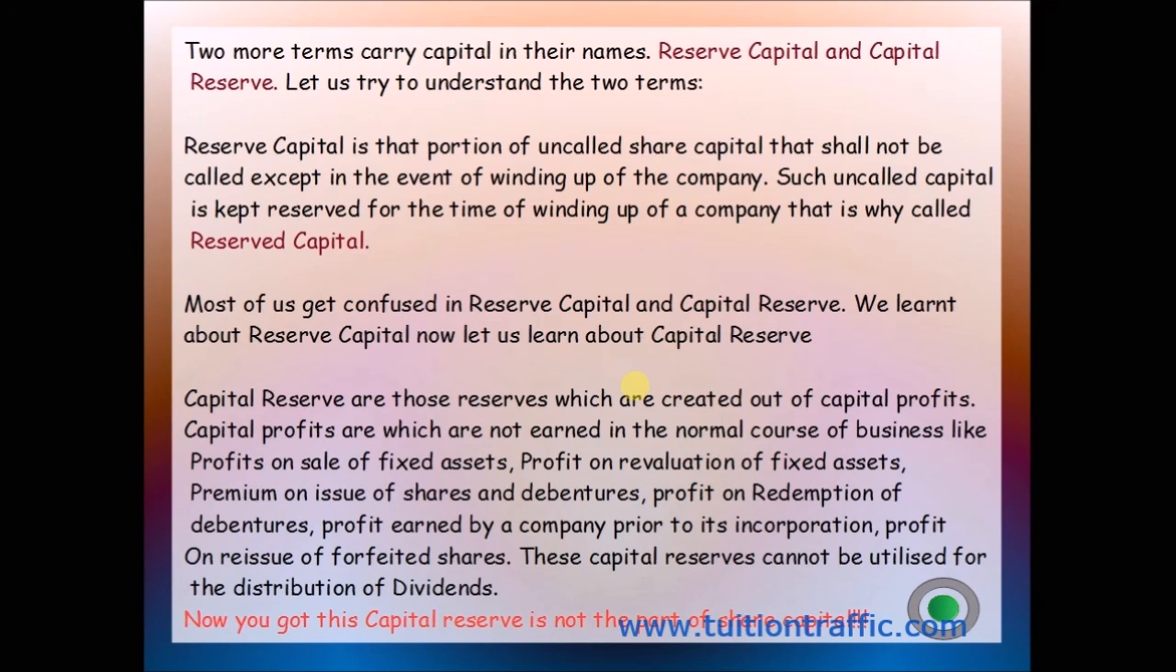Capital reserves are shown on the liability side of the balance sheet under the head reserves and surplus. These reserves cannot be utilized for the distribution of dividend. Hope you got the difference between reserve capital and capital reserve.